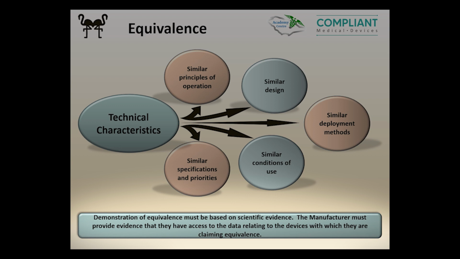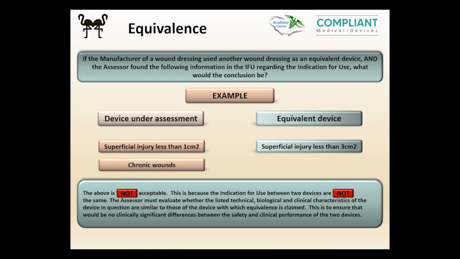Demonstrating equivalence must be based on scientific evidence. The manufacturer must show evidence that they have access to data relating to the device for which they are claiming equivalence. And a notified body assessor will expect to see scientific evidence supporting the equivalence claim. Let's explore equivalence by taking an example of a very simple device, a wound dressing. If the manufacturer uses another wound dressing as an equivalent device then, as per paragraph 3 of Annex 14 of the MDR, the two devices must be the same in terms of their clinical, technical, and biological characteristics.